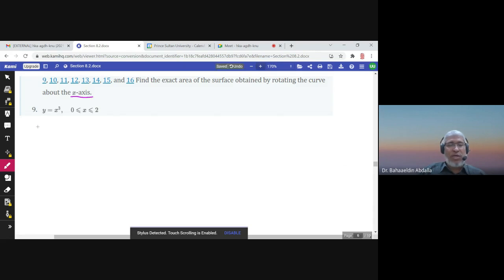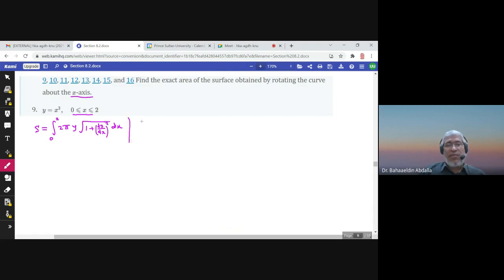When he says rotate about the x-axis, then the formula is 2 pi y ds. And ds is the arc length, and it could be with respect to x and with respect to y. Here in the question, he said x from 0 to 2, so I will work with respect to x. So ds in this case would be square root of 1 plus dy by dx to the power 2.